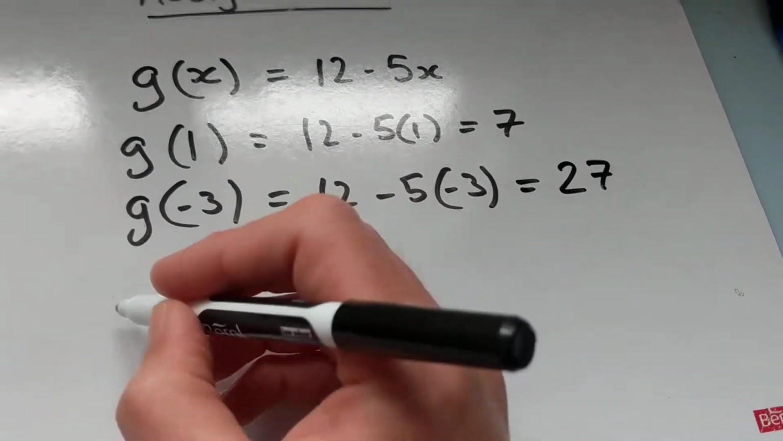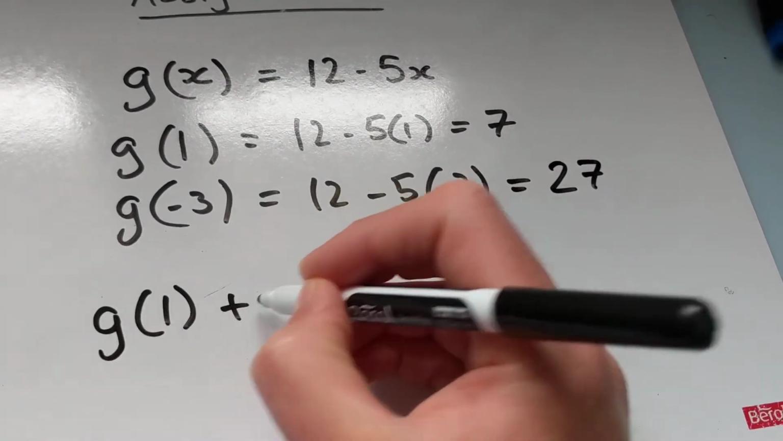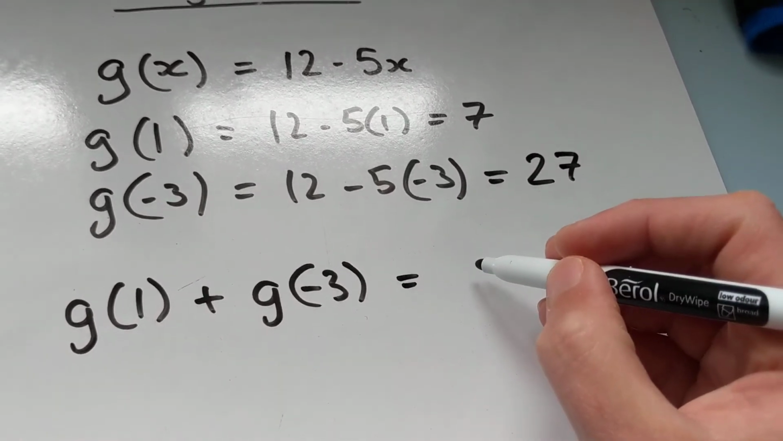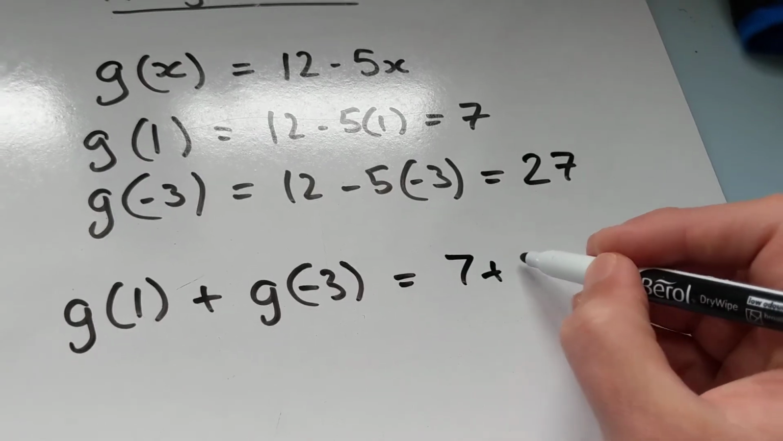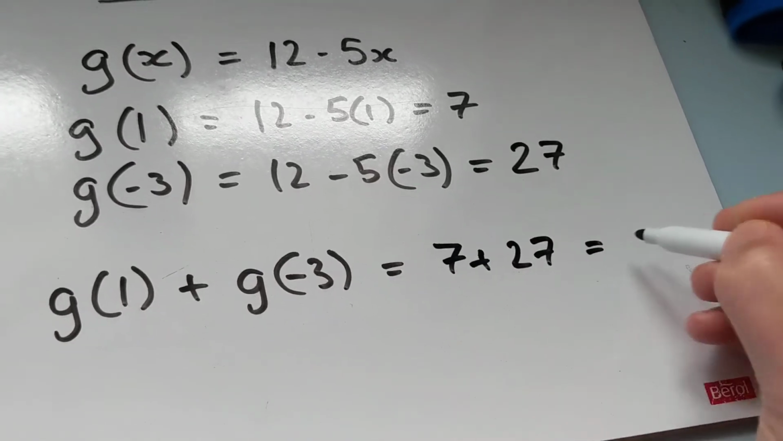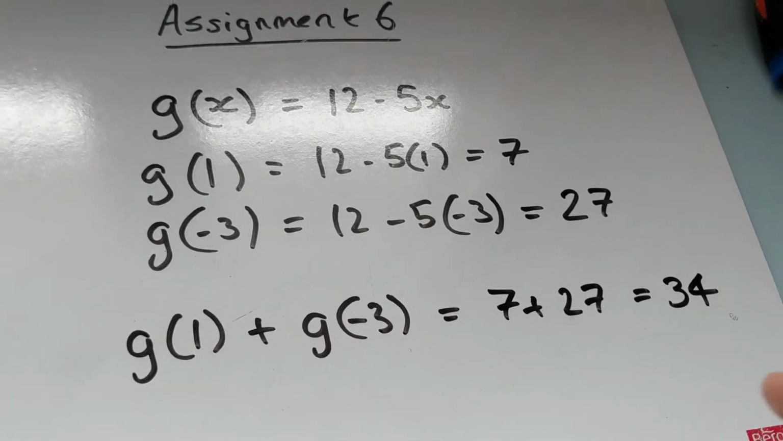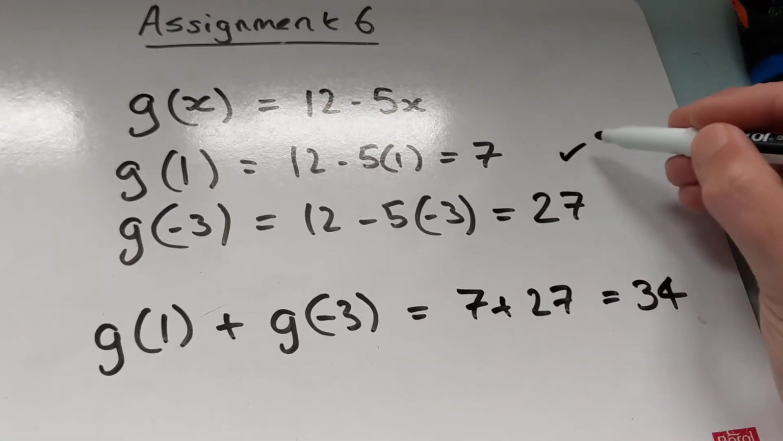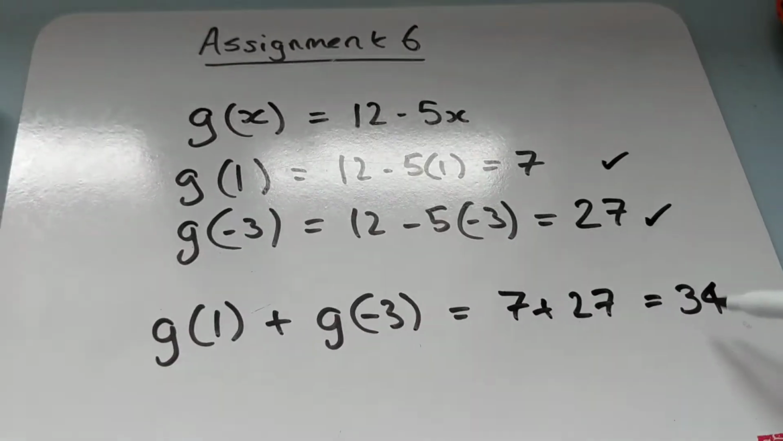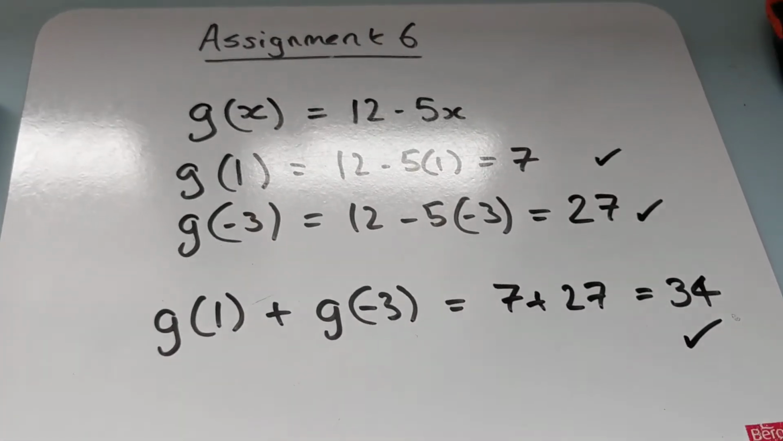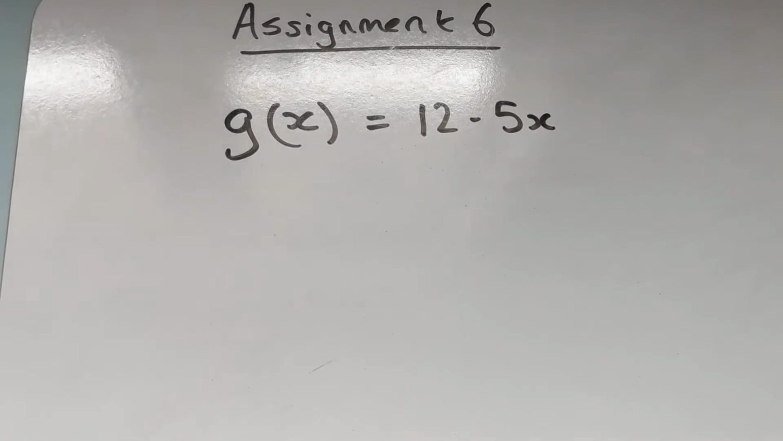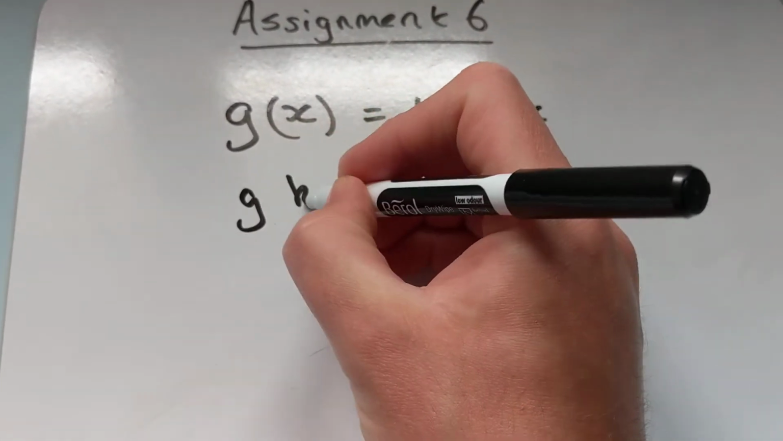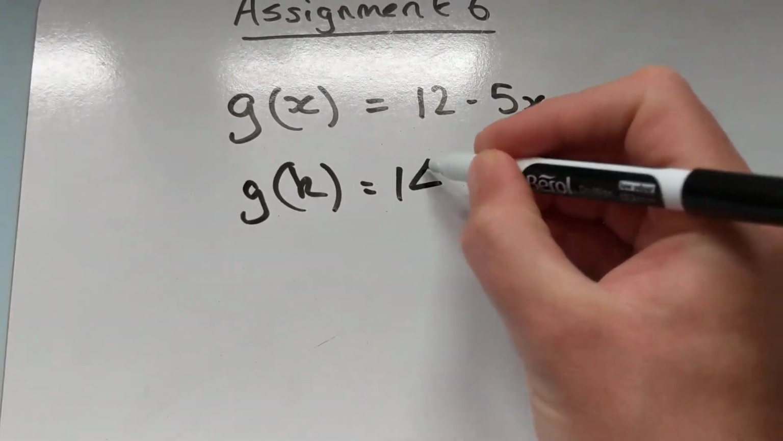Okay, and then to get g(1) plus g(minus 3), it's just adding those two things together, 7 plus 27, and that would give you 34 as your answer. So question 8a would get you 1 mark for getting the 7, 1 mark for getting 27, and 1 mark for getting 34. 3 marks.